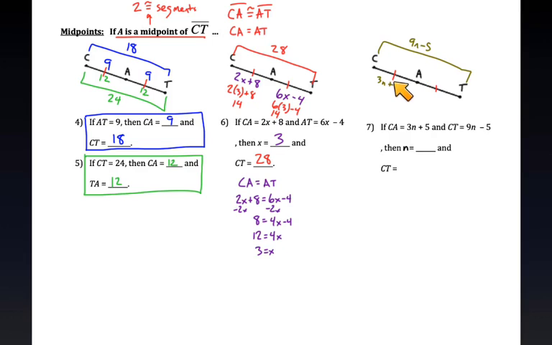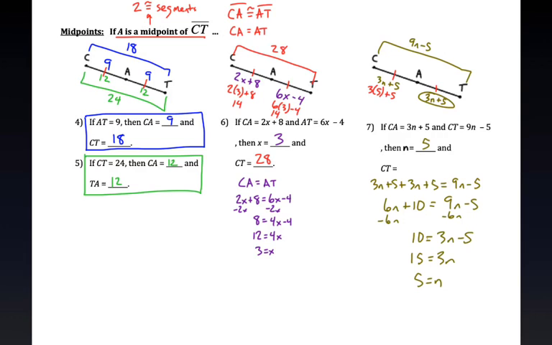Those two parts aren't equal. A part can't equal a whole. We need to know what this other part is. Well, since they're congruent, I get to say that it's also 3n plus 5. Now it's part plus part equals a whole, just like we did before. I go solve and get that n is equal to 5.